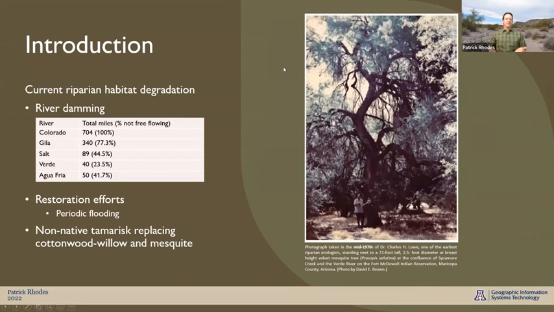Concerning that riparian habitat, it has been degrading for a number of decades. This is by and large mostly due to damming of the rivers. You can see in this table that most of the major rivers in Arizona are not free flowing. That doesn't mean they don't flow, it just means that they're dammed up and that flow is actually controlled, and that water is diverted to urban populations, and a great deal of it actually goes to agriculture. So what that has caused is the riparian habitat to degrade significantly.